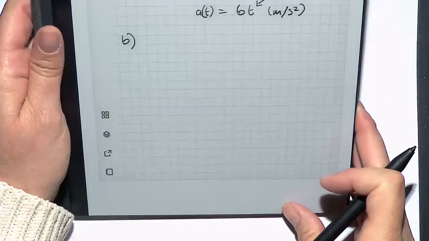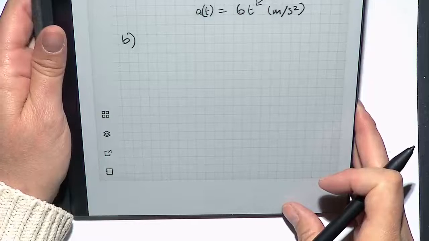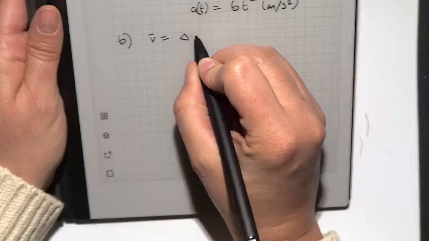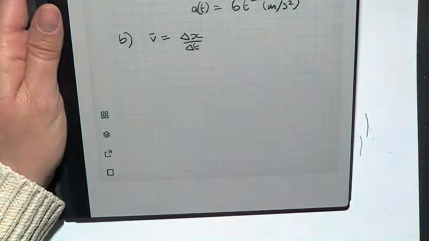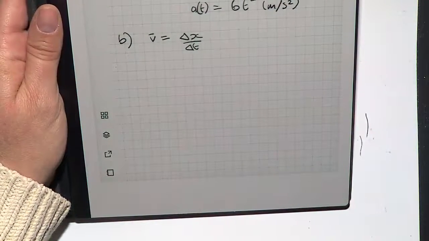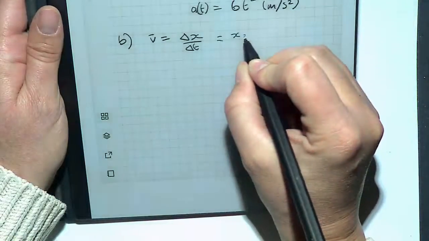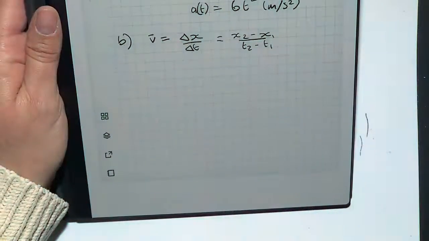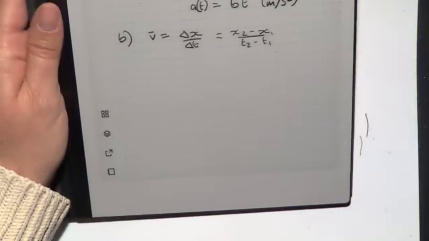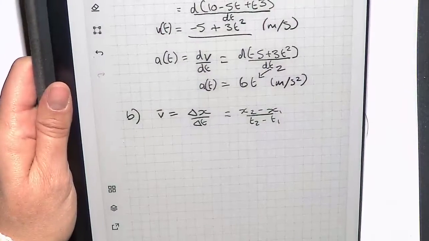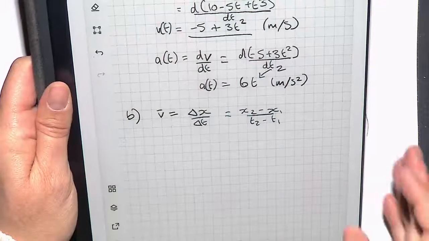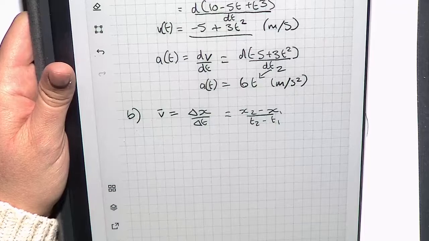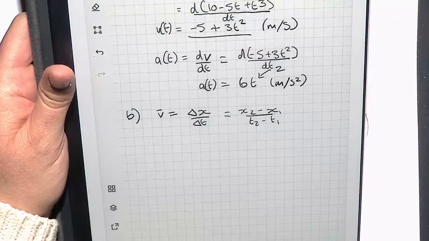What is the average velocity between 2 and 6 seconds? So we're going to write the equation for average velocity just as a reminder. So it's delta x divided by delta t, or we could write that in full. X2 minus x1. Make sure you can see that all right. Sorry, guys. X2 minus X1 over T2 minus T1, and then we can find the X2 position, and we can find the X1 position, and we can plug those values in.